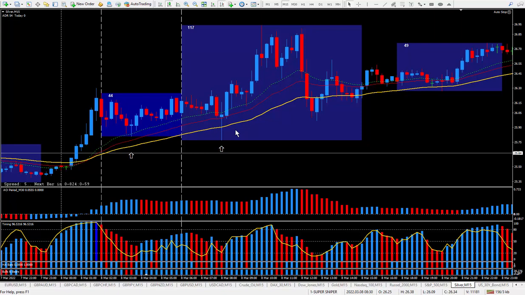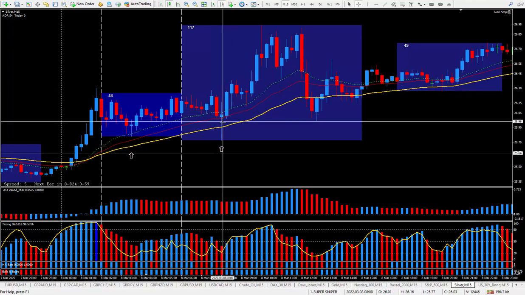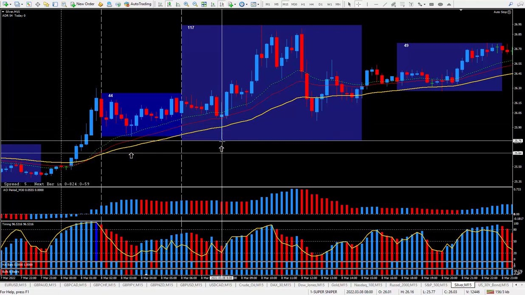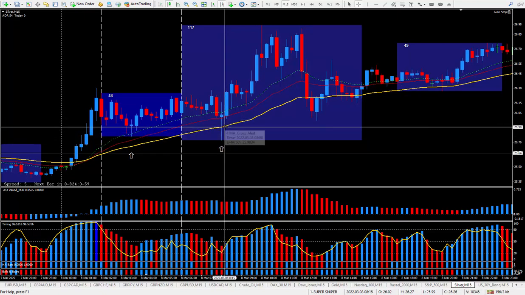Now the next entry for myself, wait for the pullback. Because if you take the trade here, next thing you know, you're down 50 pips. You'll be down, like $2,500. But if you wait for this candle to not complete, but go down, as soon as it hits the gold line right there, get in.